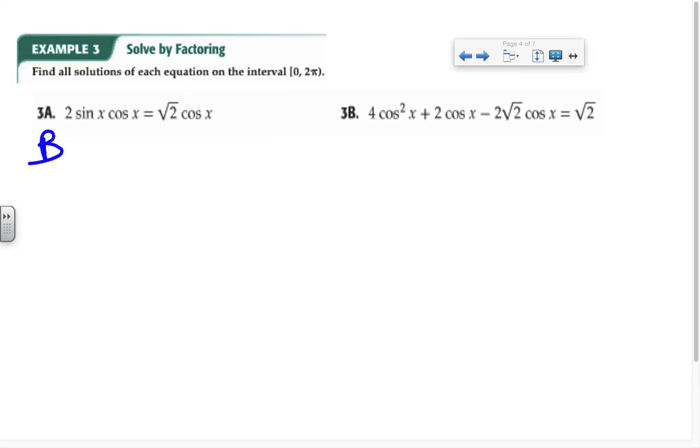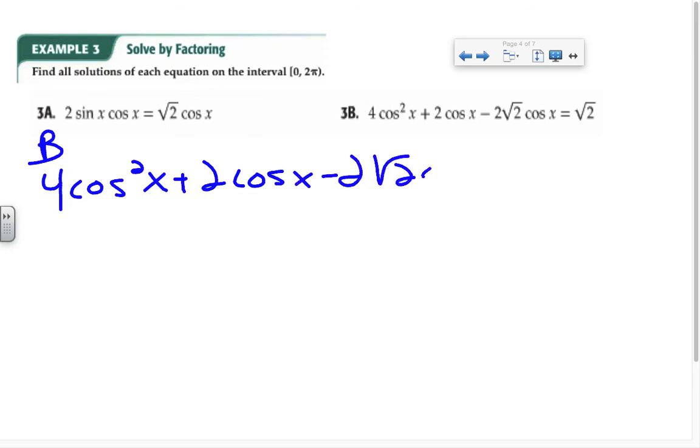In part B, I have cosine squareds, cosines, and numbers. And so think back to your algebra. If there were x squareds and x's and numbers, then we probably ended up factoring it out like a trinomial. And that's what's going to happen here. But it's going to be pretty unattractive. So let's bring everything over to the left-hand side, and I'll have 4 cosine squared of x plus 2 cosine x minus 2 radical 2 cosine x minus radical 2 equals 0.